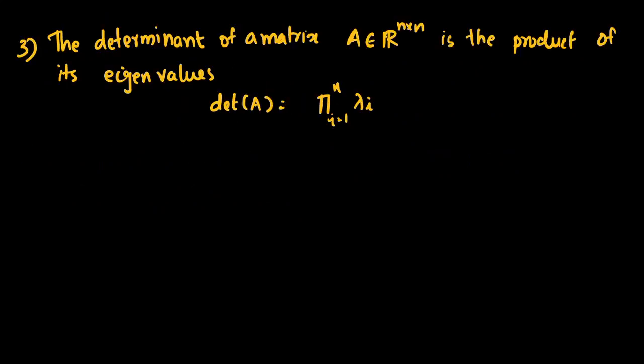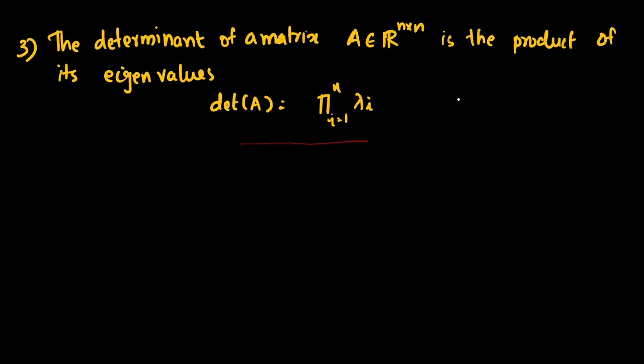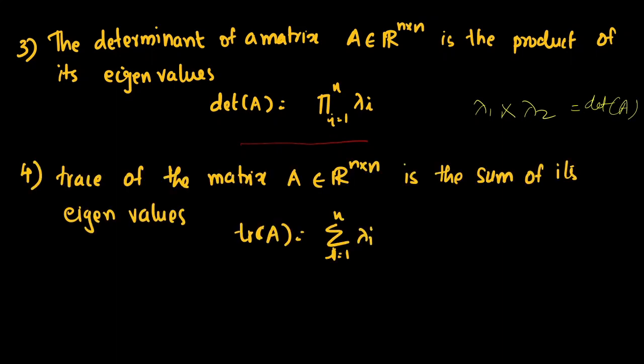Okay, then the determinant of a matrix A is the product of the eigenvalues, that we have seen in the example. We have the lambda values, and when we multiply lambda 1 into lambda 2, we get the determinant of A. Okay, so this is the product of lambda values, and the trace of a matrix A is the sum of its eigenvalues. That also we have seen.